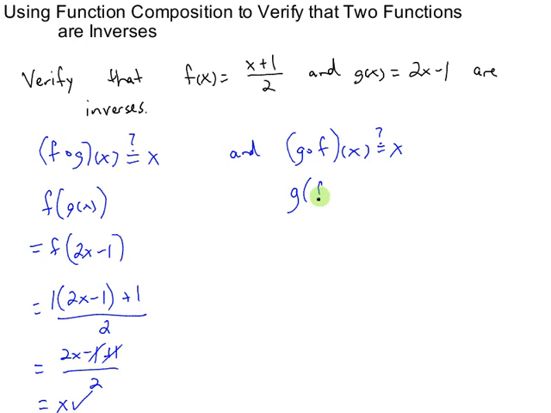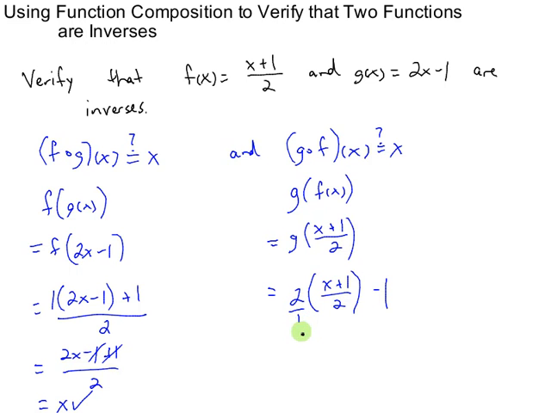I've got g of f of x. That's g of f of x, which is (x plus 1) over 2. Then I put (x plus 1) over 2 into the g function right there. So I've got 2 times (x plus 1) over 2 minus 1. So I've got to multiply these two things, and remember that 2 is a fraction, 2 over 1. So the 2's cancel when I multiply. So I just have x plus 1 minus 1.